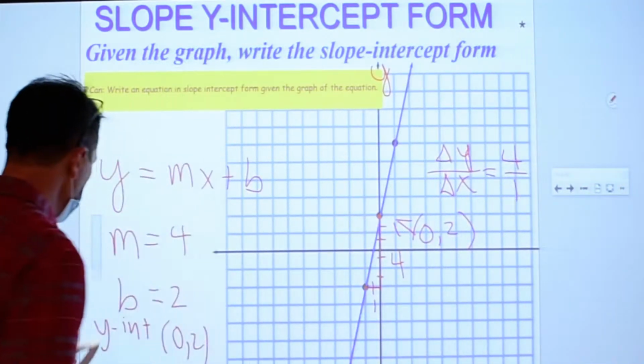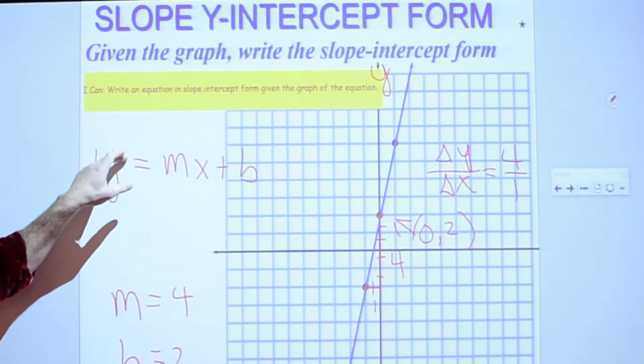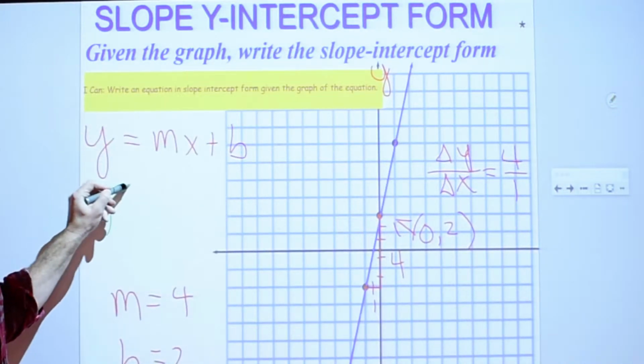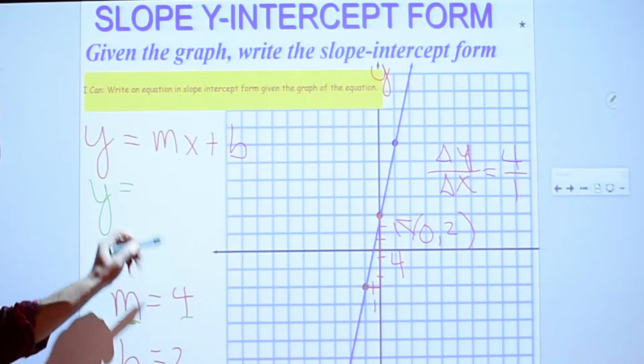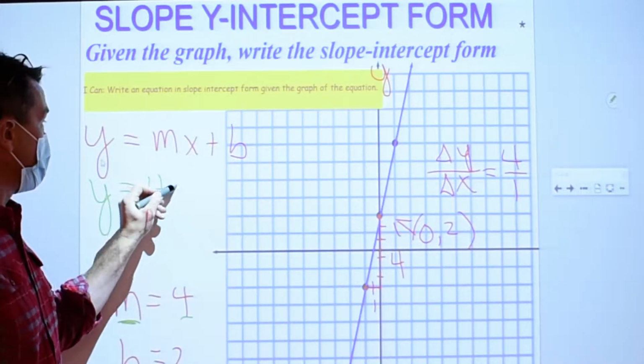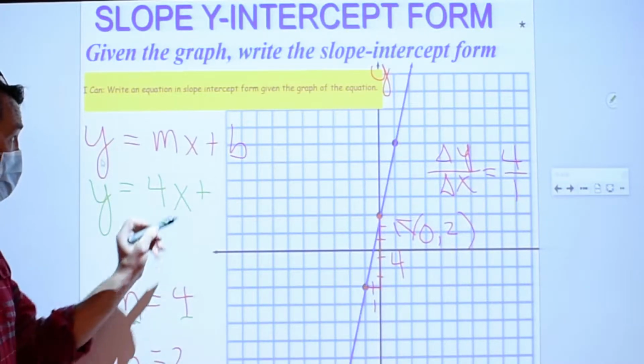Okay, now that I have those two things that we've learned how to find in previous activities, all we're doing is putting it together. We're saying, okay, y stays y, but I know m equals 4, so I'm going to substitute m with what it equals. It's a 4. x stays the same. Plus b. b in this case is the y-intercept, which is 2.